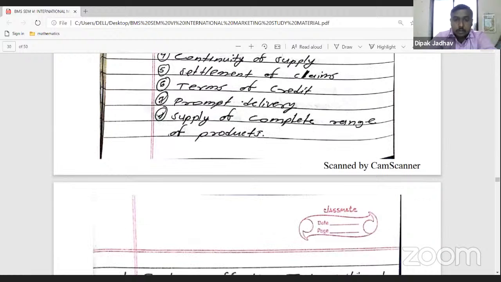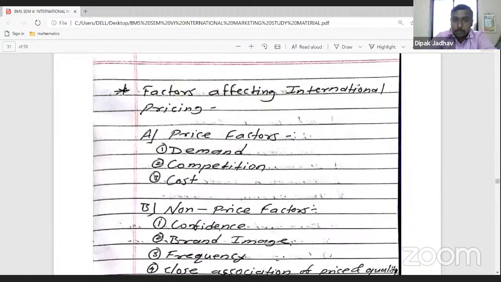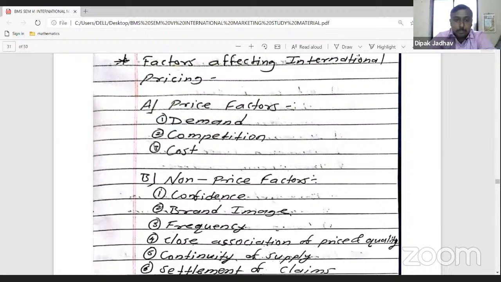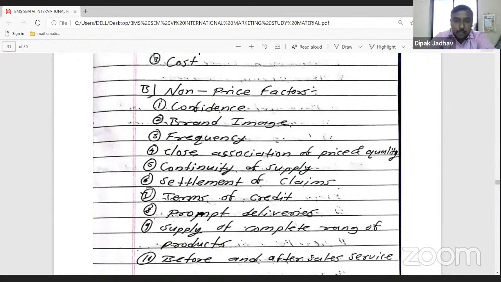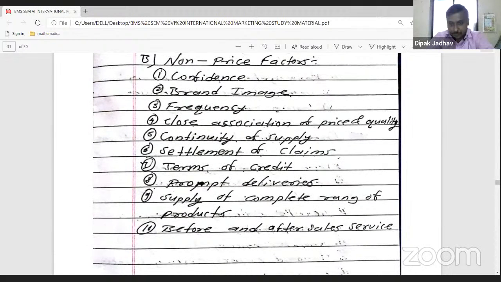Then the factors affecting international marketing pricing. First are the price factors: demand, competition, and cost. Then non-price factors: confidence, brand image, frequency, close substitutes or products associated with the product, and quality. Then continuous supply, settlement of claims, terms of credit, prompt delivery, supply of the complete range of products, and before and after services. These non-pricing factors affect pricing in the international market.